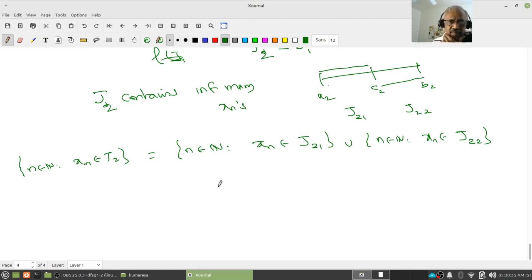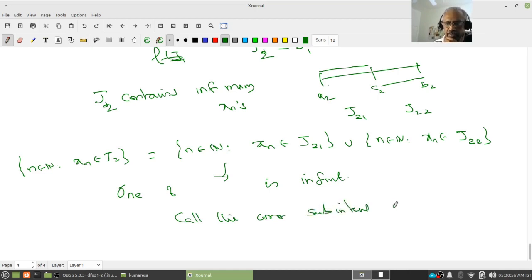Therefore this is an infinite set, so one of them must be infinite. Call the corresponding subinterval j3. Now what do I know about j3? j3 is contained in j2, and the length of j3 is half the length of j2, therefore it is 2 to the power minus 2 times the length of j1.